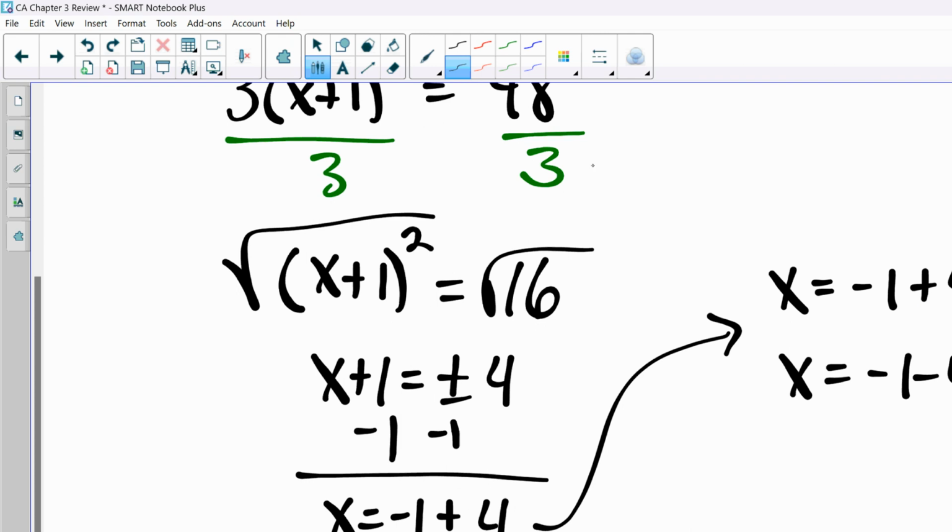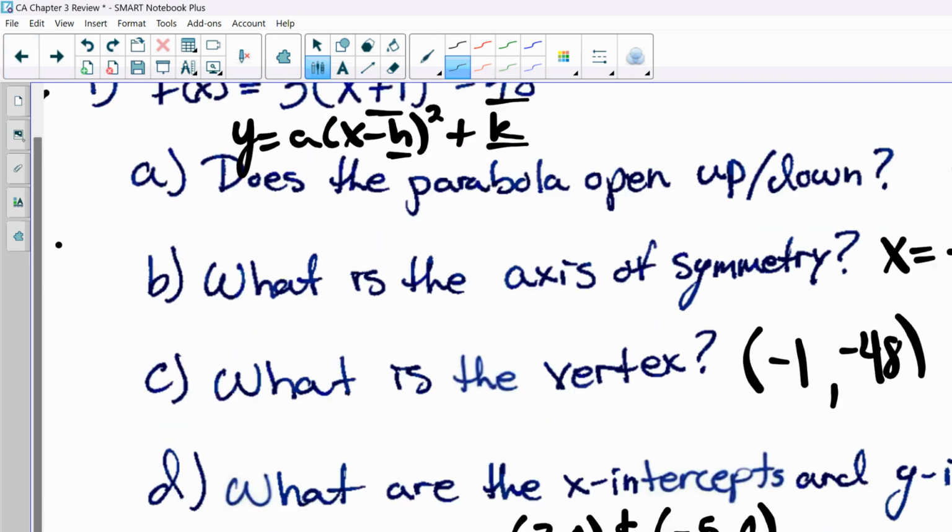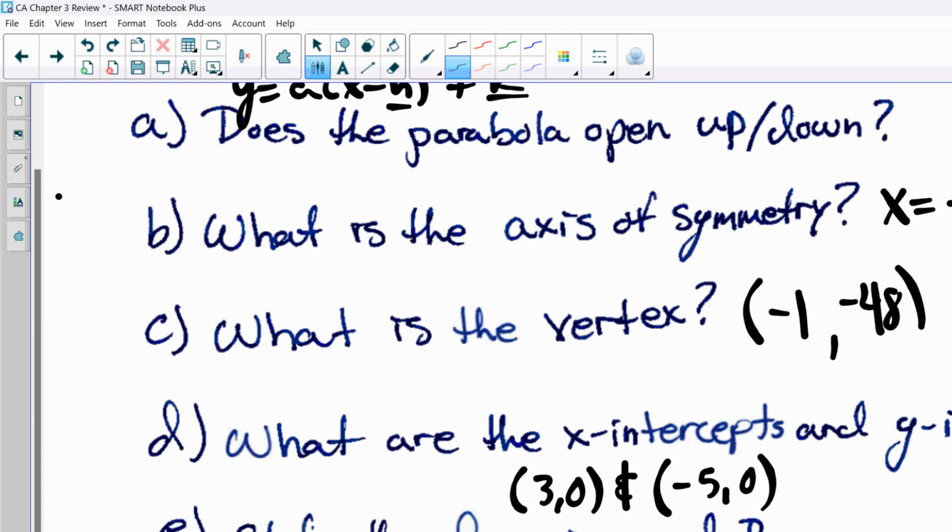Negative 1 plus 4 is 3. Negative 4 minus 1 is negative 5. It is the two that we found. Now the main reason we would need to do this is if we didn't get two nice intercepts, where we get nice integer answers.